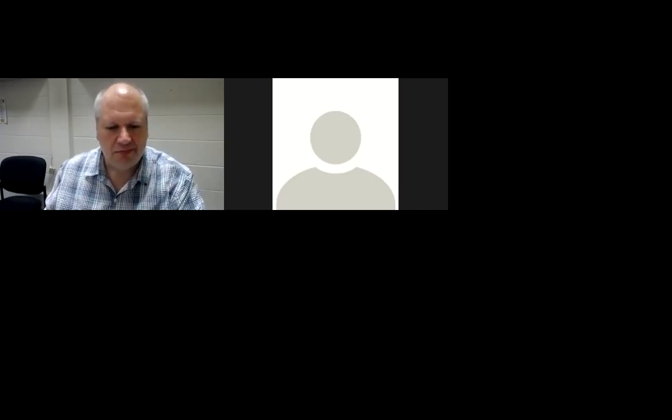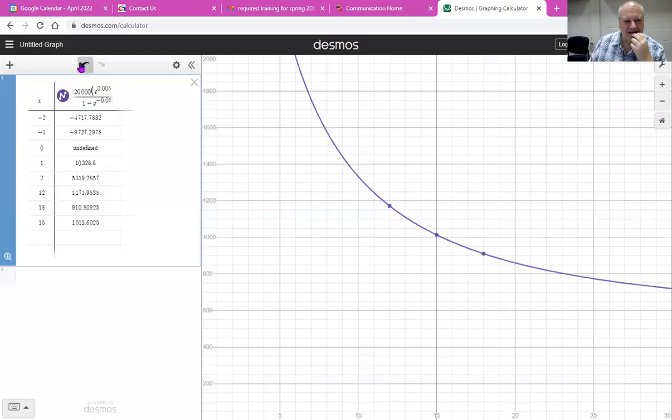Let's see. How can we figure this out? For the way I put it, it's the exact same way. I just clicked it right now. I click table, and it's just empty.